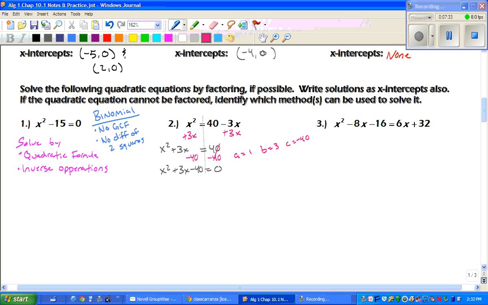So I think we can solve this by splitting the middle term. But we need to know the factors of 40. Just a nice little review. 1 and 40, 2 and 20, 4 and 10, 5 and 8. And remember, we find that by looking at our multiplication table. So which numbers multiply to get to negative 40, but add up to get to 3? I'll let you think about that for a second.